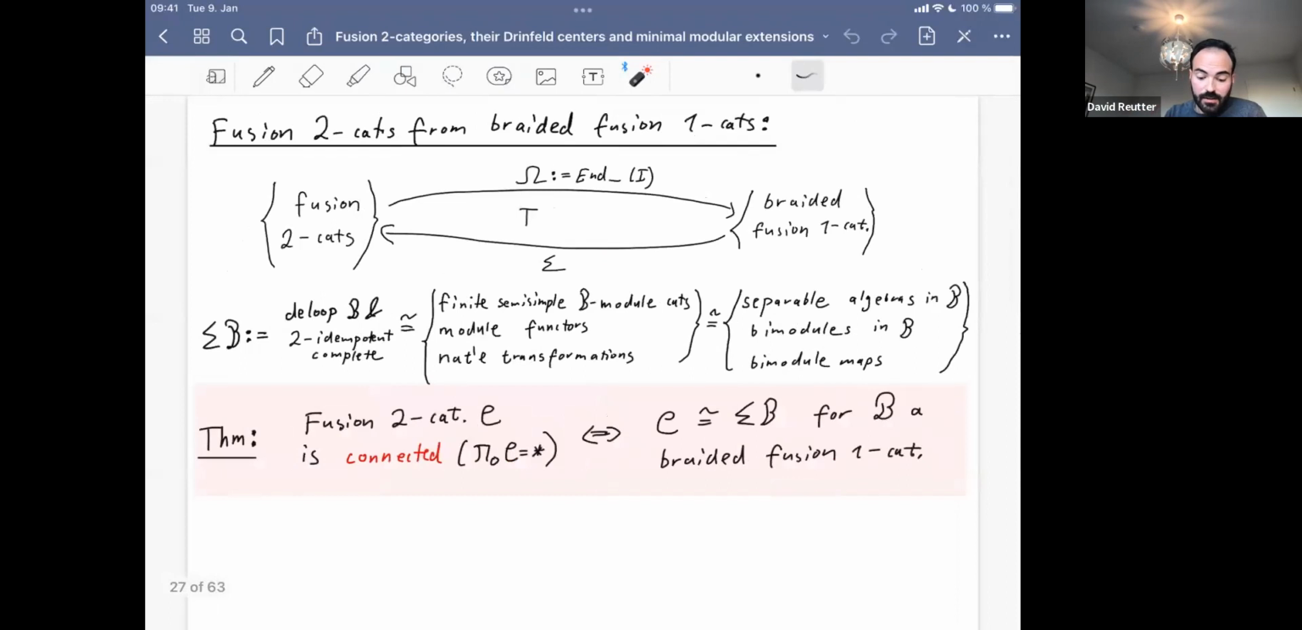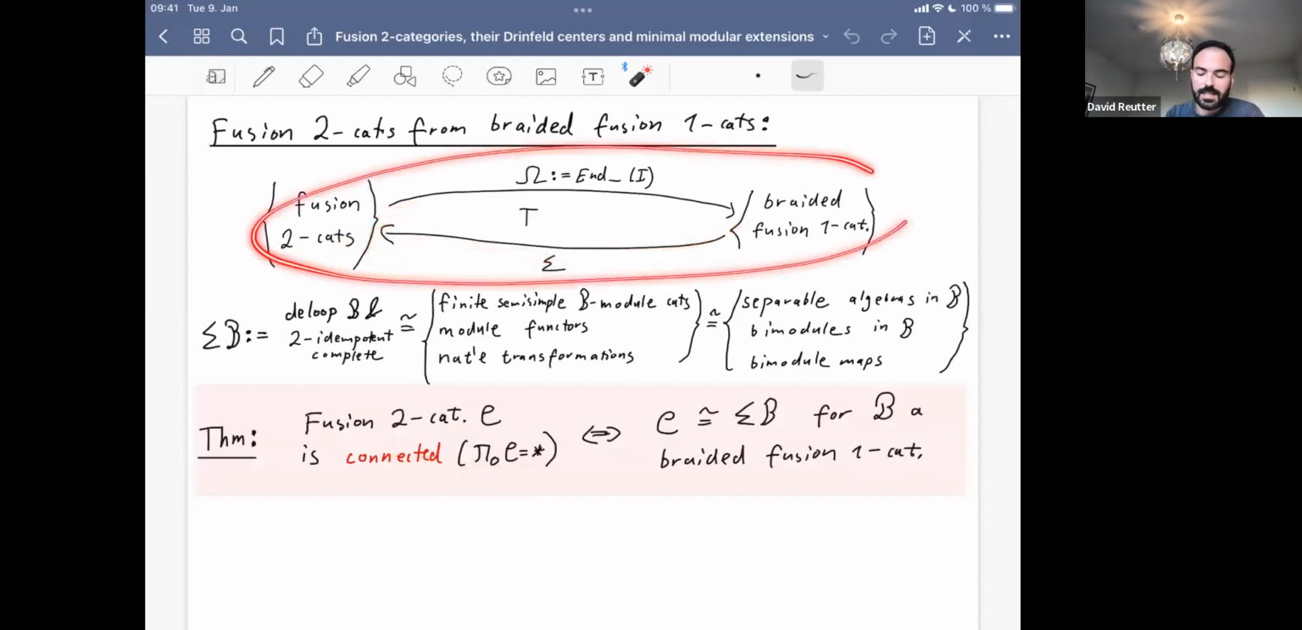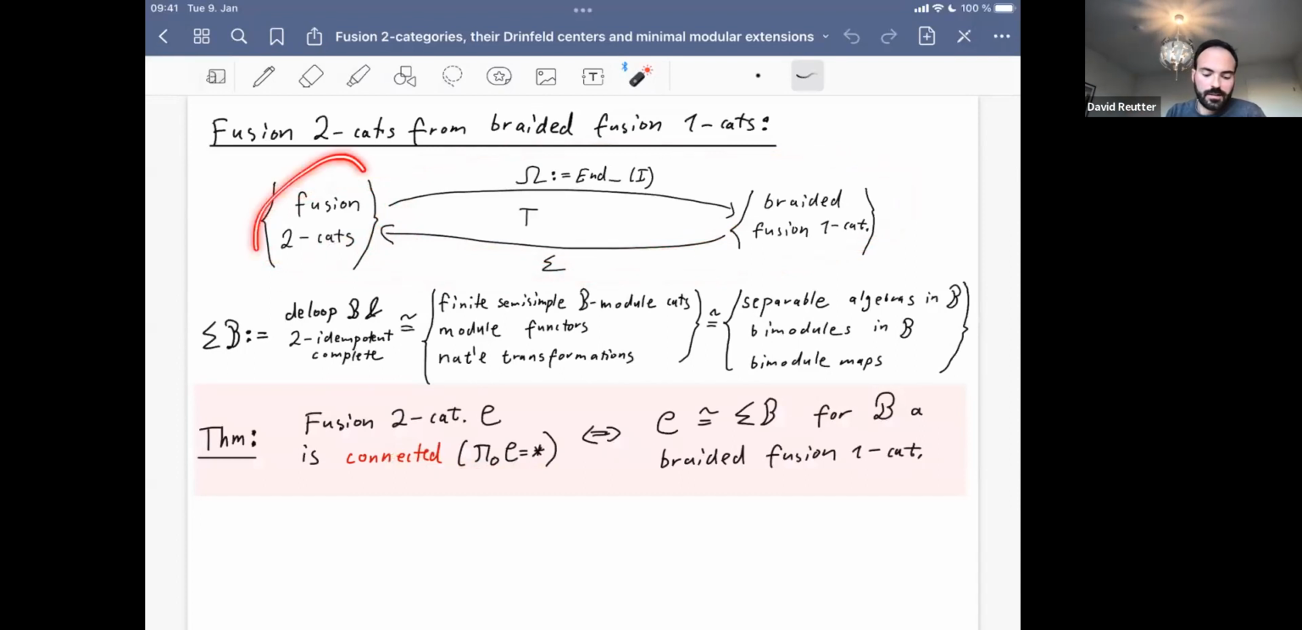And in fact, if I have a fusion two category which is connected in the sense of Schur connectivity, so it just has a single component, that's equivalent to saying this fusion two category is in the image of this functor. And this adjunction restricts to an equivalence when having just connected fusion two categories. I'm going to denote this left adjoint as sigma, which should remind you of the symbol for suspension, because that's a non-invertible version of suspension in this theory.